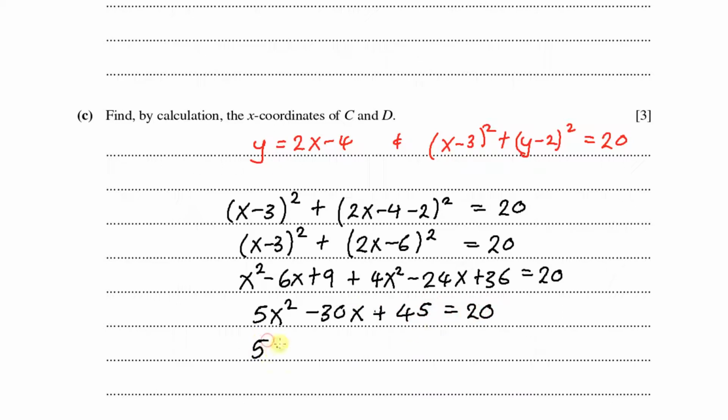So now we'll be having 5x squared minus 30x. And subtracting 20 from both sides, that's 45 minus 20. And it gives us 25. So it's equal to 0 here.